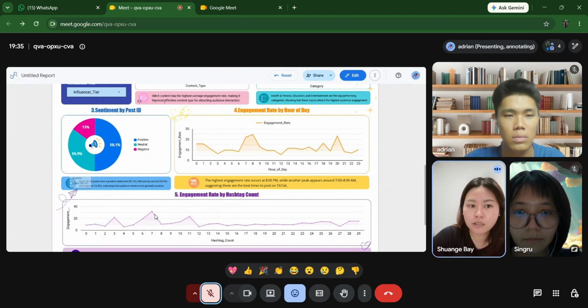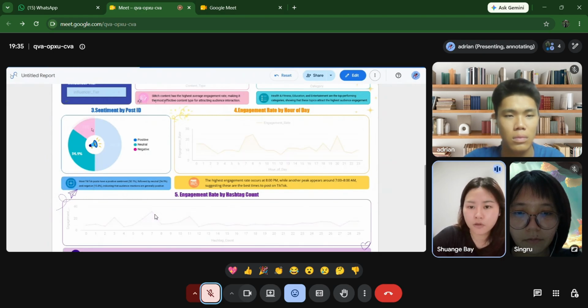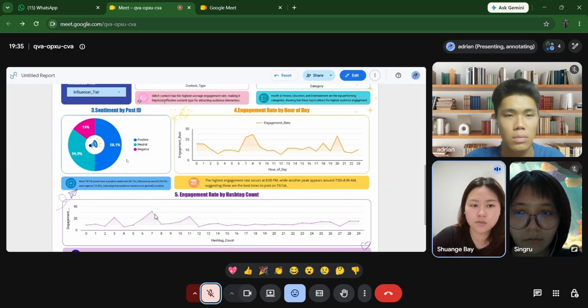If the sentiment is negative, Ahmad may need to check whether the content is confusing, boring, or not suitable for the audience. Therefore, Ahmad should continue creating content that gives value to the audience. He should avoid offensive or misleading content because it may increase negative sentiment.